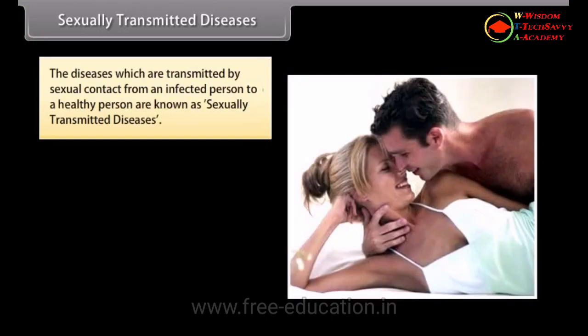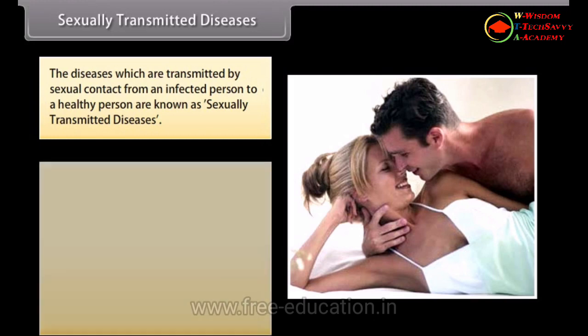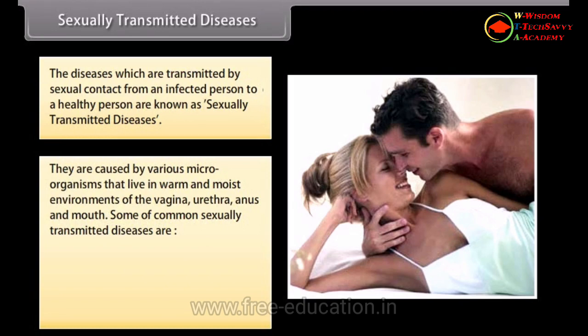Sexually transmitted diseases. The diseases which are transmitted by sexual contact from an infected person to a healthy person are known as sexually transmitted diseases. They are caused by various microorganisms that live in warm and moist environments of the vagina, urethra, anus, and mouth. Some of the common sexually transmitted diseases are gonorrhea, syphilis, trichomoniasis, AIDS.